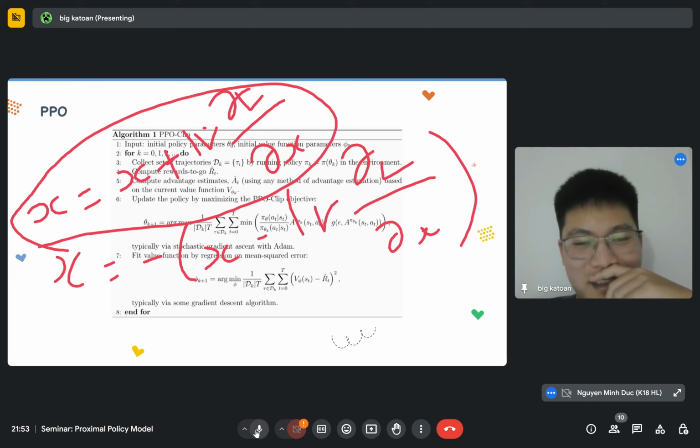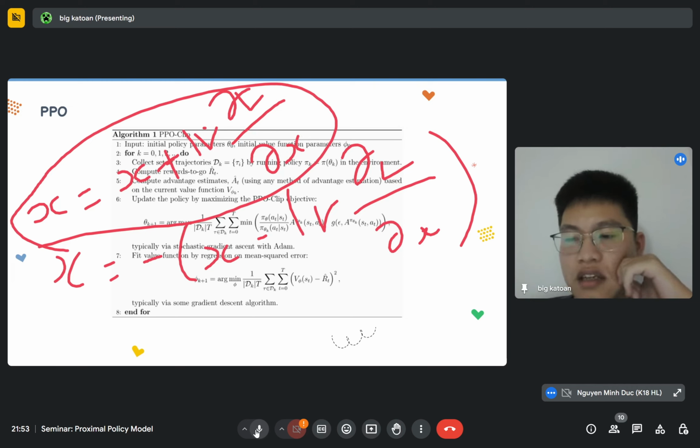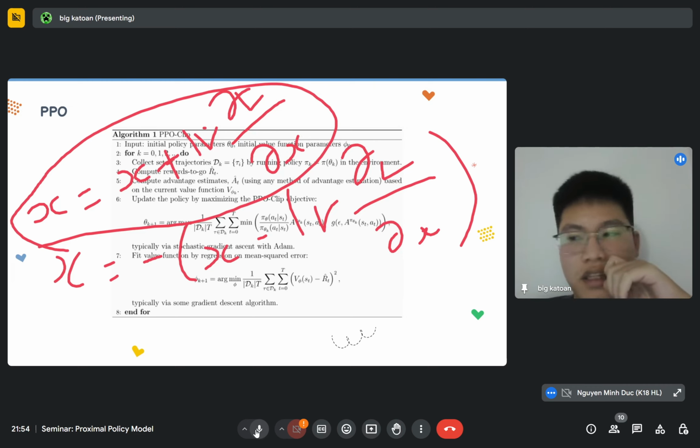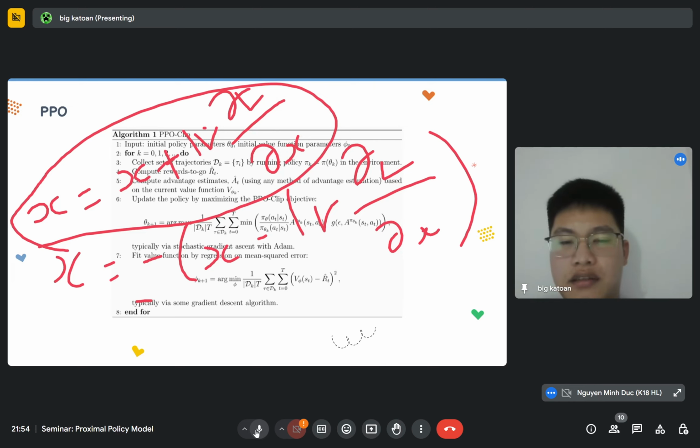But is gradient ascent supported in PyTorch or TensorFlow or some framework? No, it's not. There is no implementation of gradient ascent in PyTorch or TensorFlow. It only has gradient descent, like Adam or SGD. Only gradient descent is used. That's why we need to add the minus term into the loss function to make it into gradient ascent. Okay.